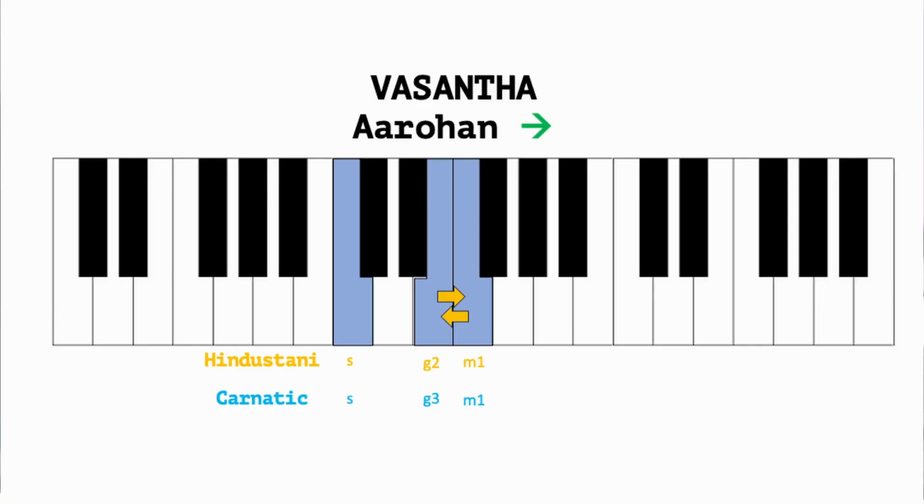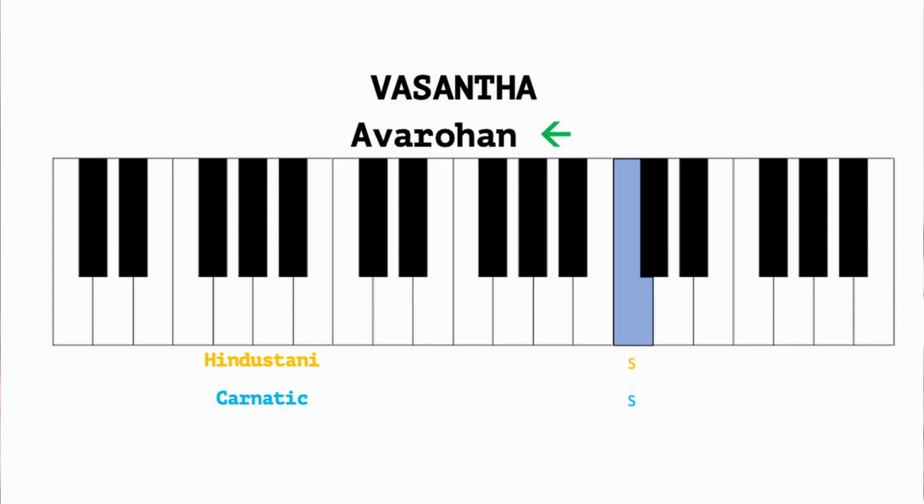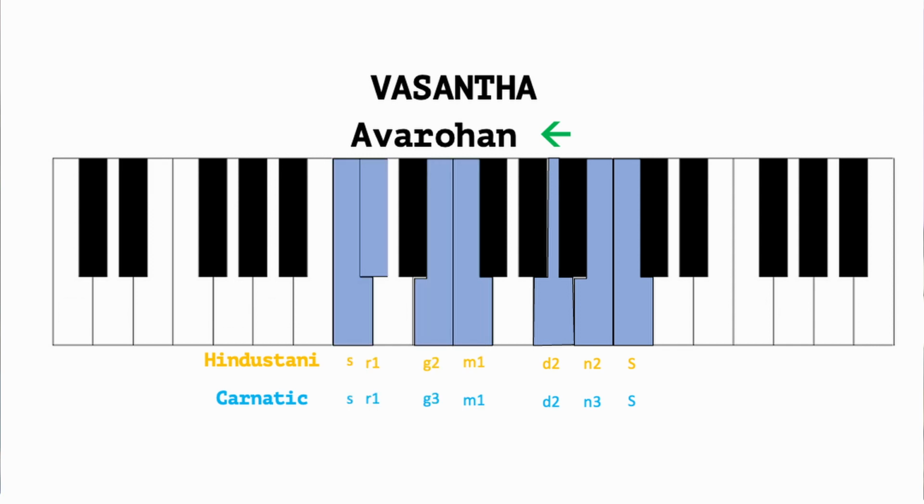Sa ma ga ma, that's the Vakra nature. Sa ma ga ma dha ni sa. Avarohanam. Sa ni dha ma ga re sa. So the re shows up only in the Avarohanam, not in the Aarohanam. So let's jump straight to the chords for Vasantha.